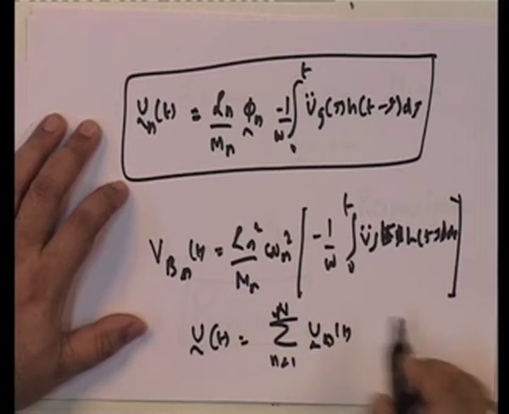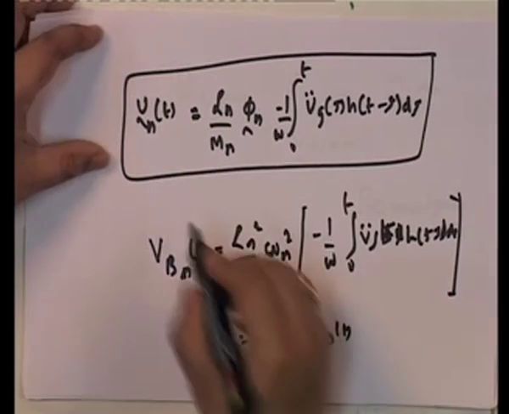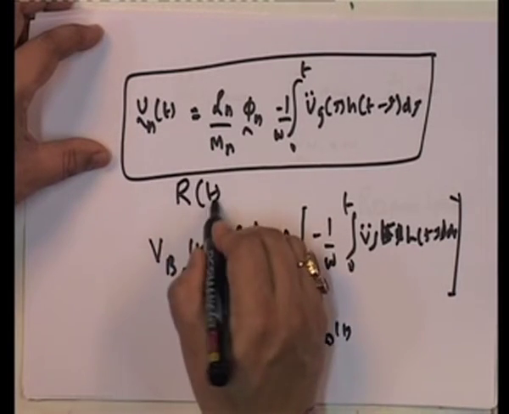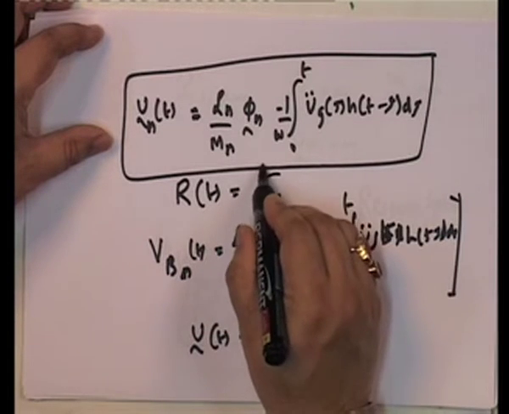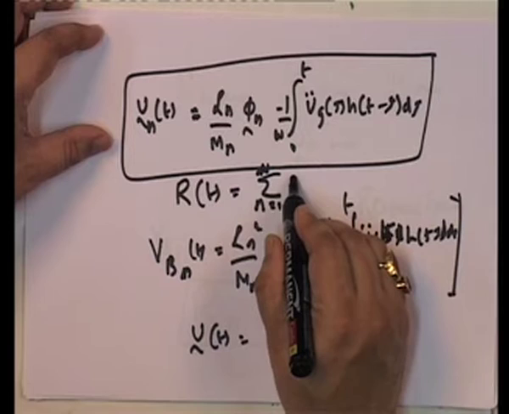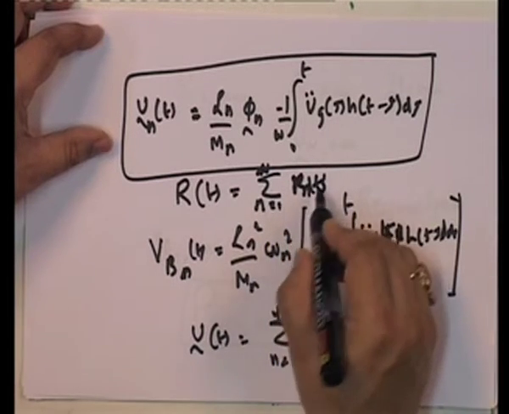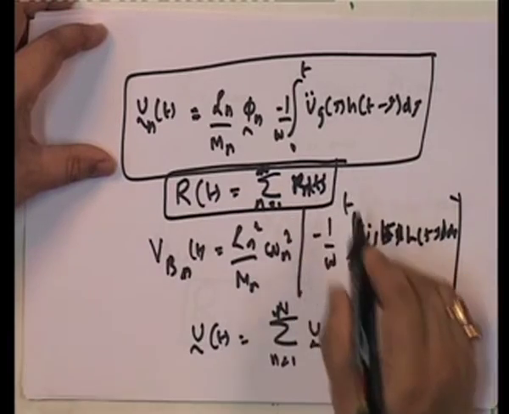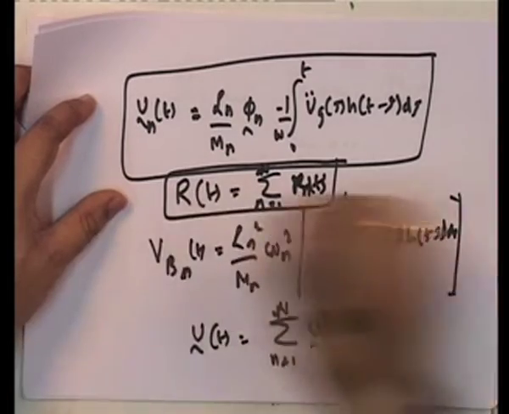Okay. Similarly, any response quantity, I could put it this way, that if I had the time history, any response quantity would be equal to the summation n going from 1 to N of R_n(t). Note that this is valid. Why? Because at any instant of time, I can always add them up.